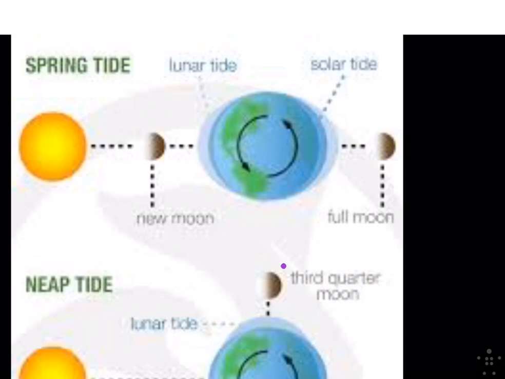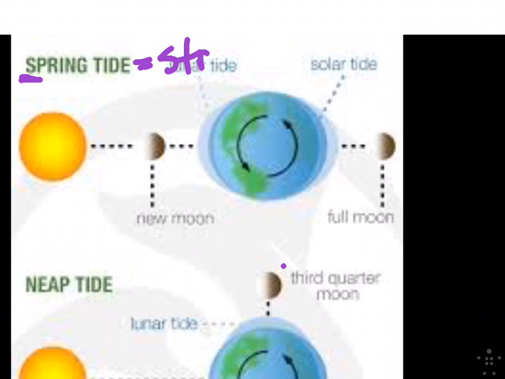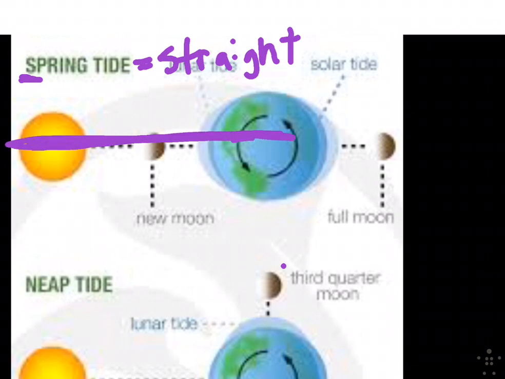All right, so what's the difference between spring tide and neap tide? Well, spring tide and neap tide basically describes how the sun and the moon pull on the earth due to gravity. During spring tide, the moon, sun, and earth make a straight line, and that's what you guys need to focus on. Spring tide equals straight. It makes a nice straight line. So when the sun, earth, and moon all line up, that's spring tide.